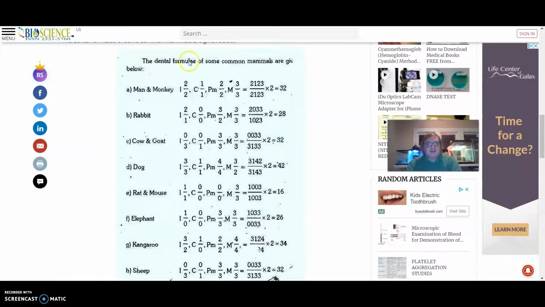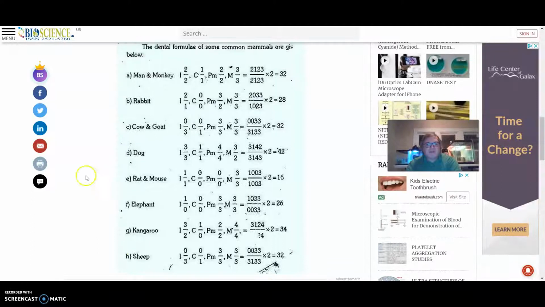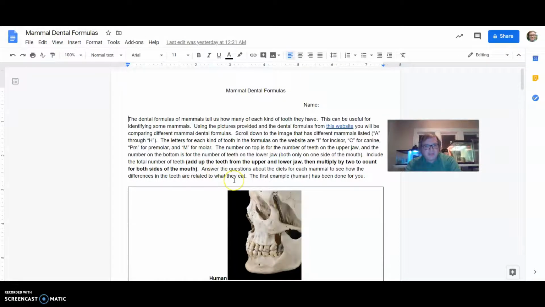So there is a chart, keep going down. Right here it says the dental formulae of some common mammals are given below, and it starts with A, man, humans is what it means there, and goes all the way down to H, sheep. So some of the ones from this list are the ones that I selected for this assignment. So you'll be looking for some of these for the types of dental formulas.